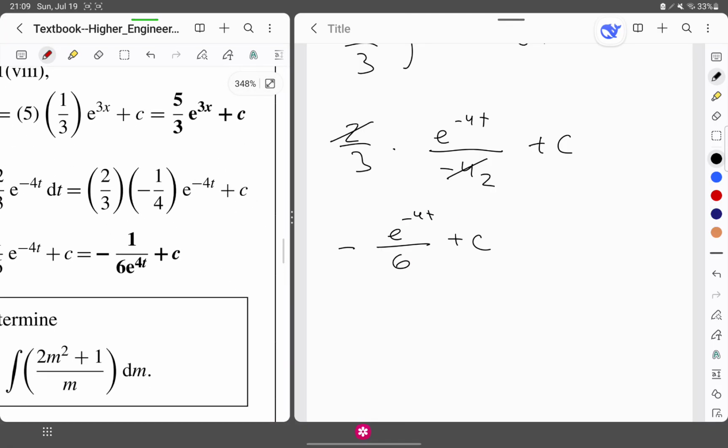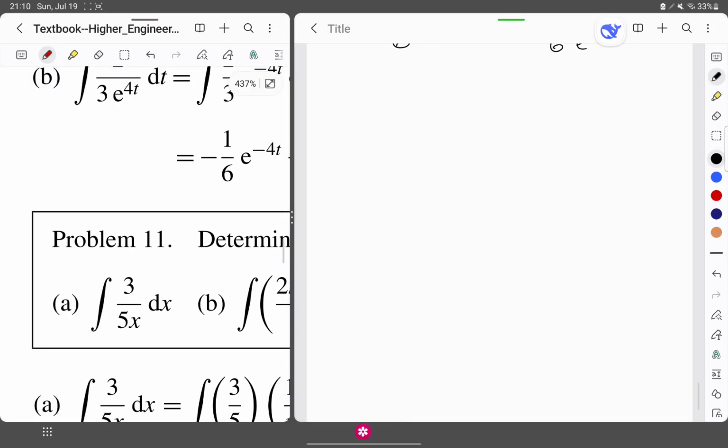1 over 6 e to the power of negative 4t plus c. Is that true? Yeah, that's true. Good job. I get it.